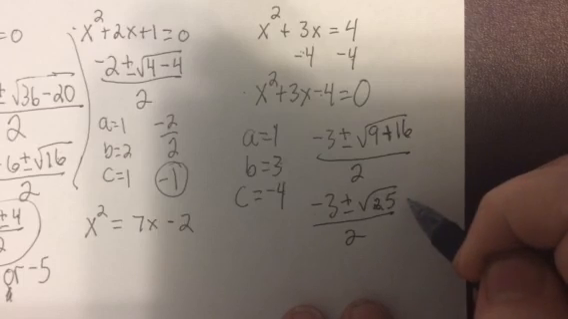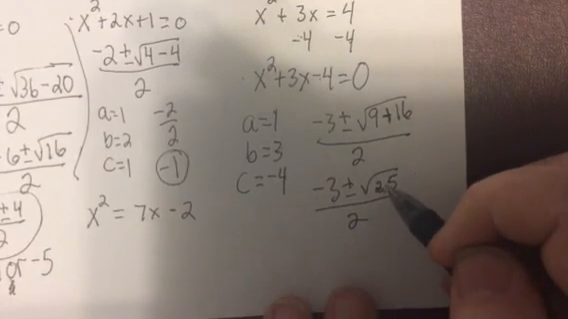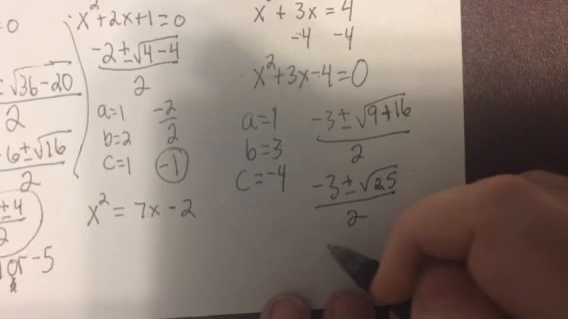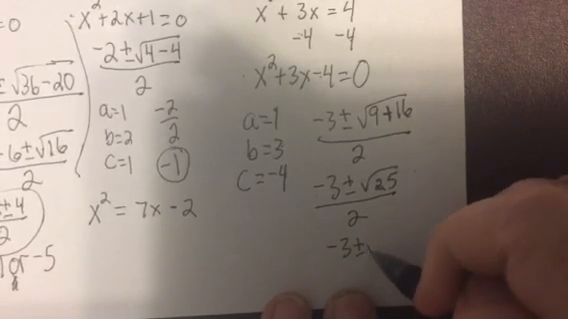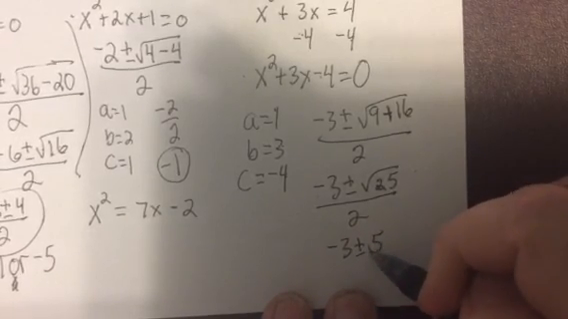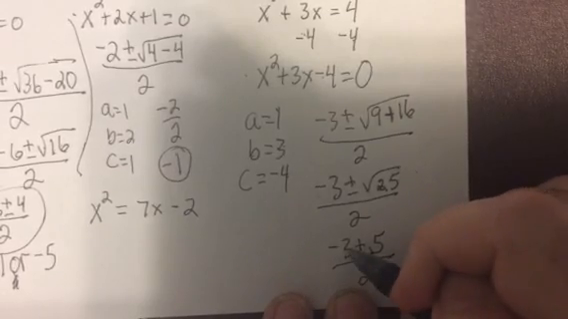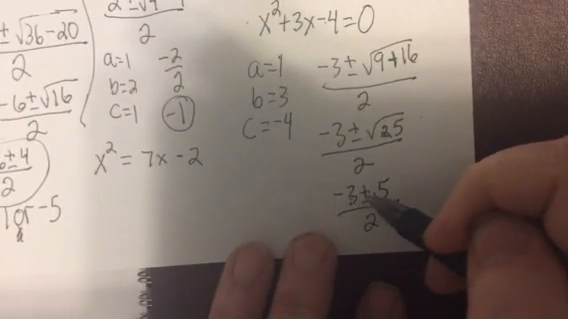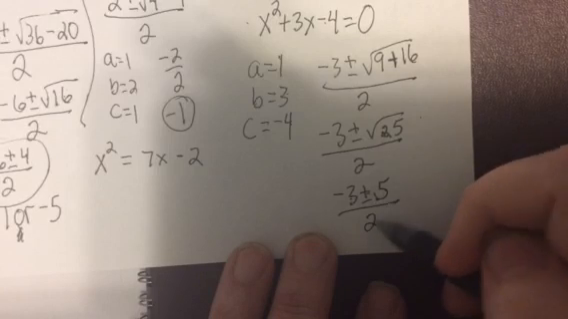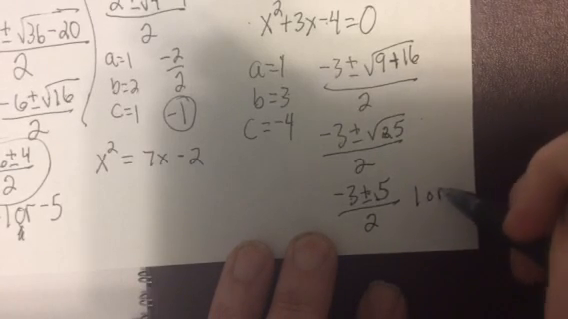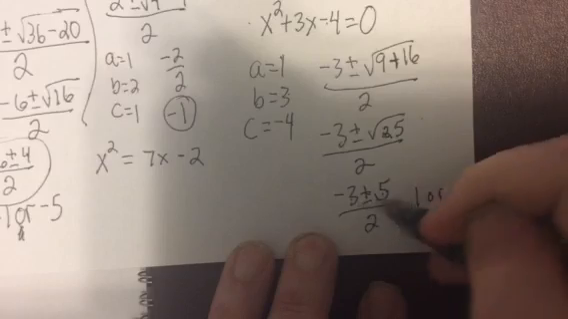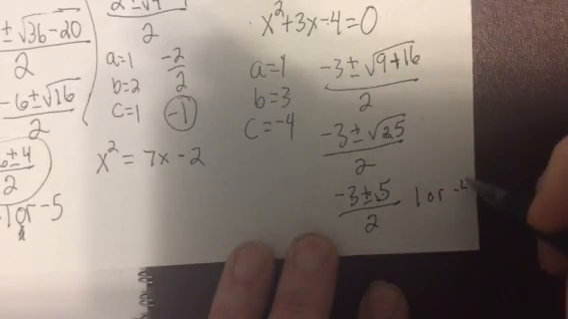Now, if it simplifies, do it. If it doesn't, just leave it alone. But what do you square to 25? That's 5. So it's negative 3 plus or minus the square root of 25 is 5, all over 2. Negative 3 plus 5 is 2 over 2 is 1. Or negative 3 minus 5 is negative 8 over 2 is negative 4.